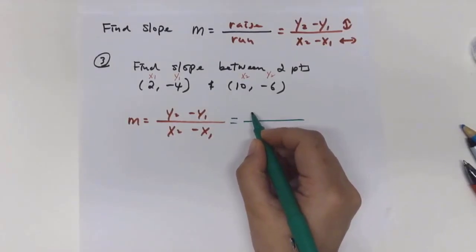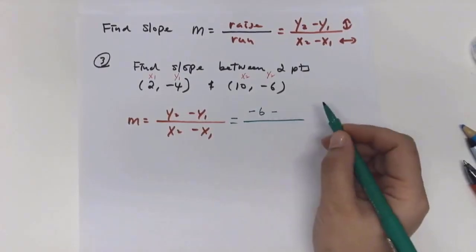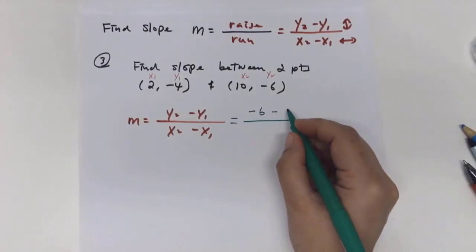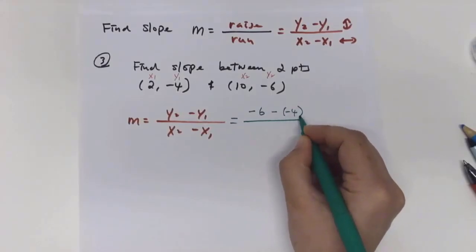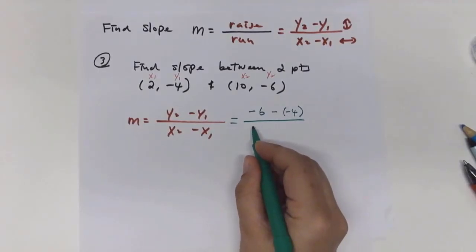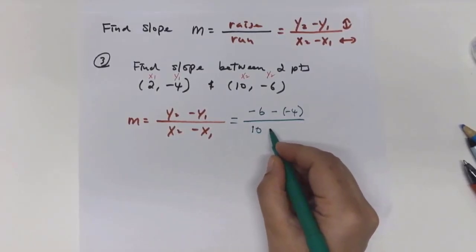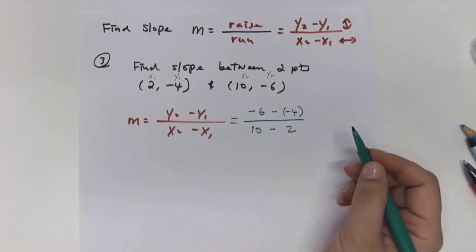I'm negative 6. Okay, be careful. Negative 6, and then minus a negative 4. So be very careful with the sign, okay? At the bottom, we're going to have, be careful, 10 minus 2. Yes. When you do, you see how you have the parentheses with the negative 4?